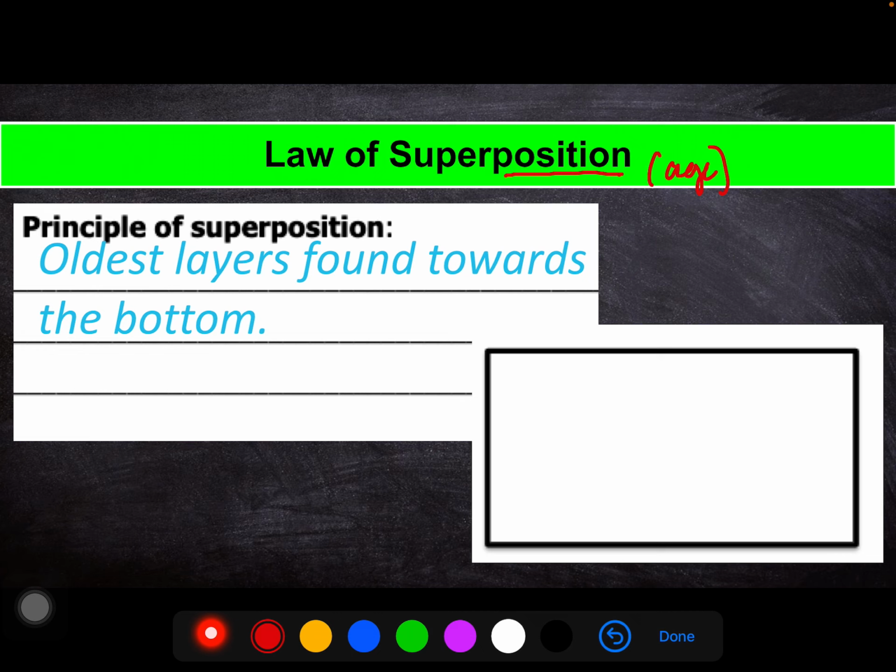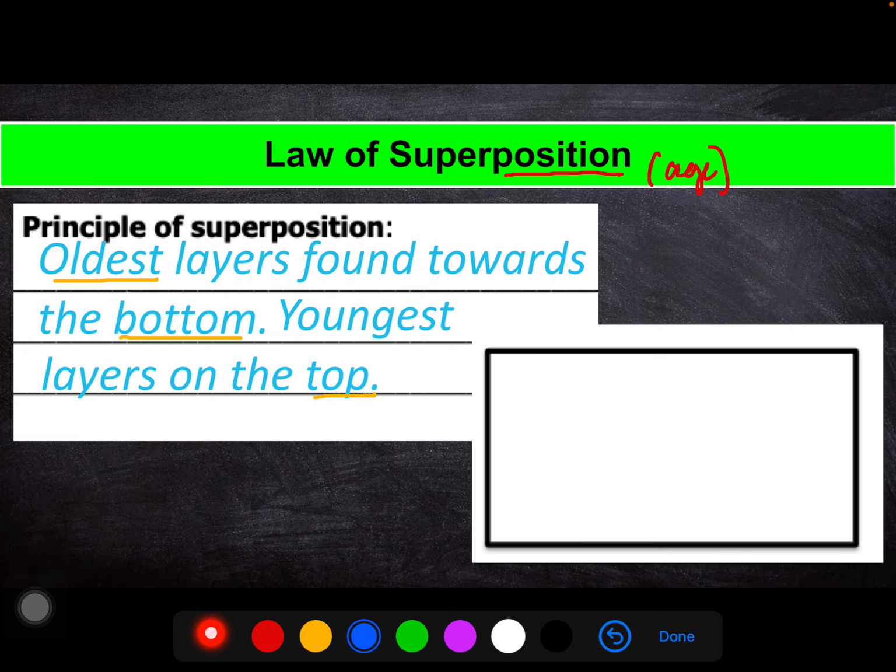So the superposition rule, or the law of superposition, reminds us that we look towards the bottom of a cross section for those oldest layers. They had to be there first. They had to get placed initially before other younger layers could then be piled up on top, if you will. So our youngest layers are found more towards the top, while our older layers are found more towards the bottom.